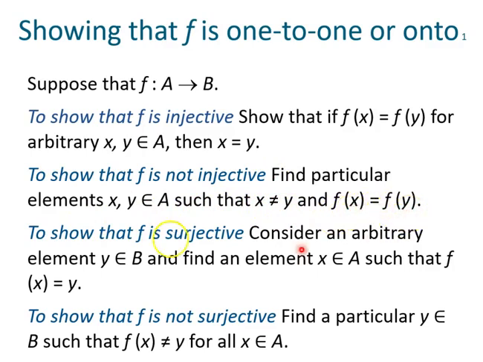To show that f is surjective, consider an arbitrary element y in B and find an element x in A such that f of x is equal to y. To show that f is not surjective, find a particular y in B such that f of x is different from y for all x in A.